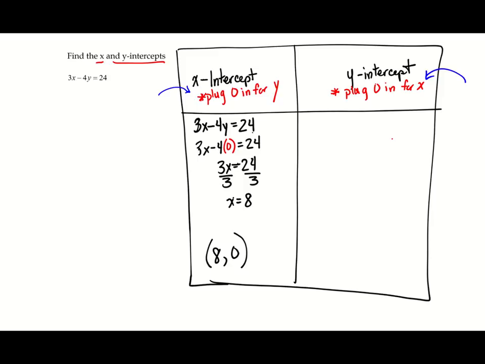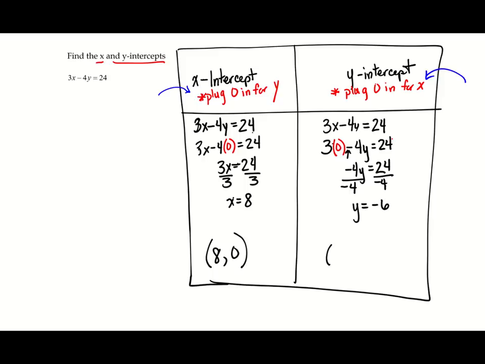On the other side, if I have 3x minus 4y equals 24, and I'm plugging 0 in for x this time, I get 0 minus 4y equals 24. This gives me negative 4y equals 24. Don't forget that negative sign. A lot of people forget it. We divide both sides by negative 4, and we get y equals negative 6. So for my coordinate, my y value is negative 6, and my x value was 0. We want to make sure we're writing them as ordered pairs for our intercepts.